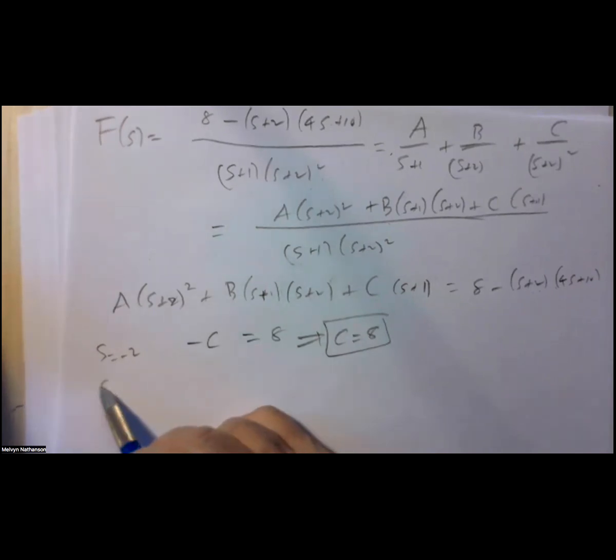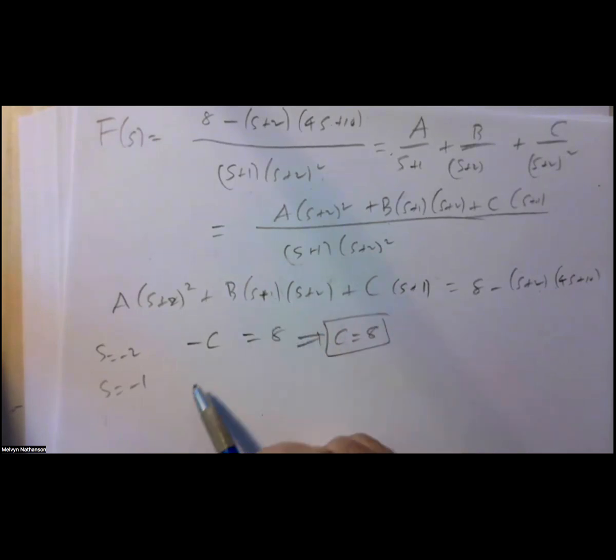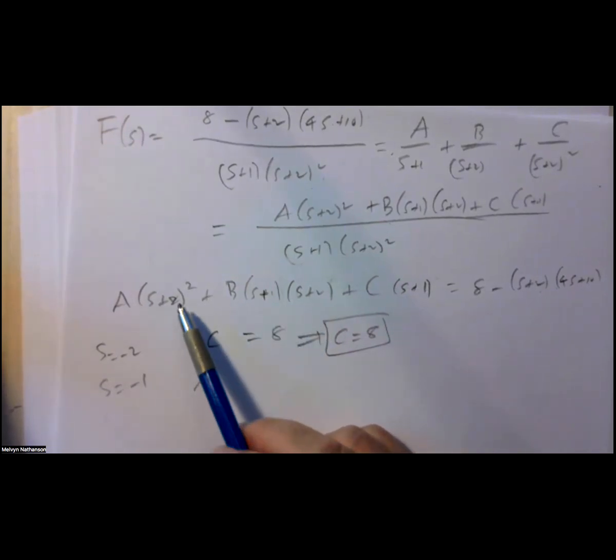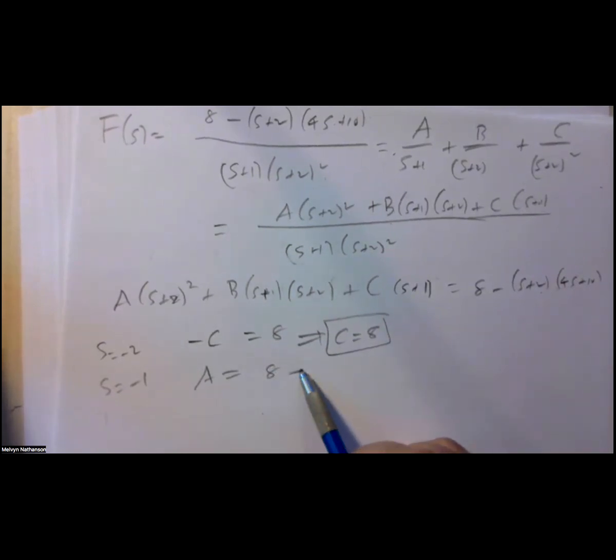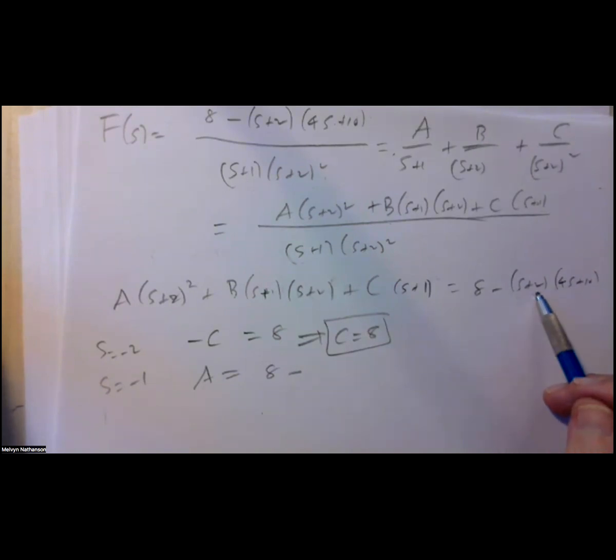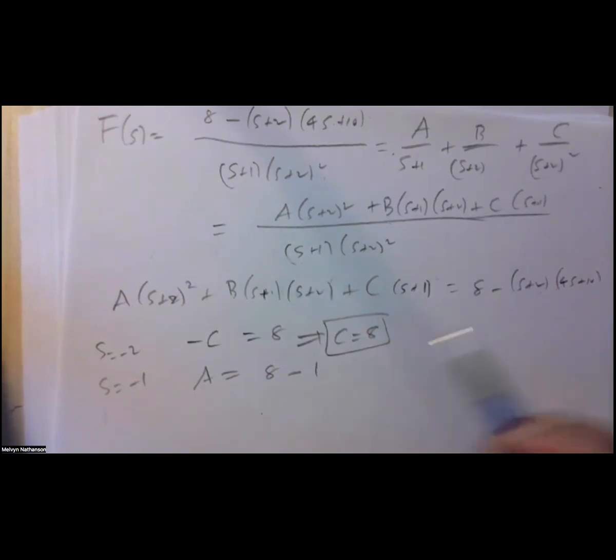At s equals -1, these two are 0. I get a times (-1+2), that's 1 squared, that's just a, equals, when s is -1, 8 minus (1)(6), since 4s is -4 plus 10 is 6. So a is equal to 2.